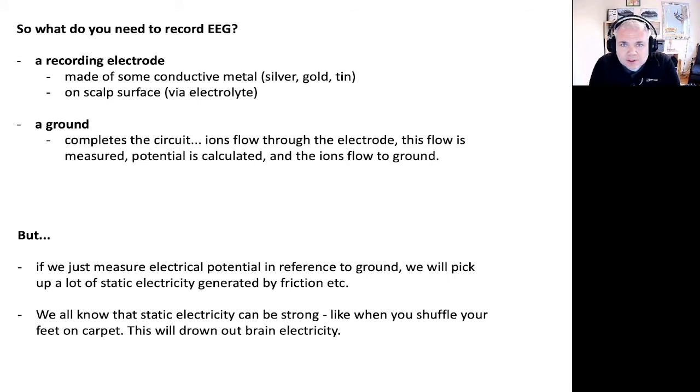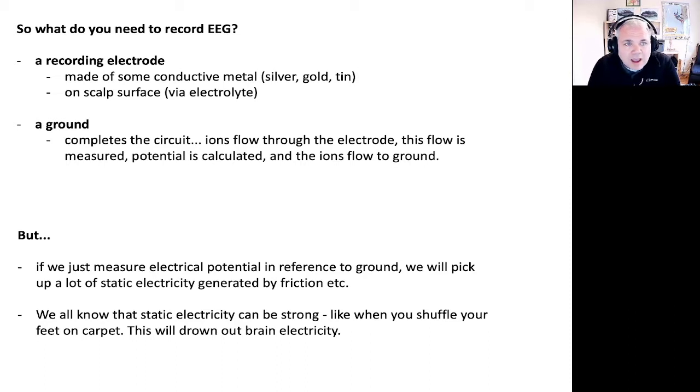Well, as we've talked about, EEG is of course recording the voltage potential at the scalp surface. And so you need a recording electrode to actually record the EEG, and this has to be made of some conductive metal. It's very common to see silver, gold, tin. In some very extreme cases, as in the MRI scanner, you might even see non-metallic electrodes. And this recording electrode is mounted on the scalp surface. It's not exactly on the skin. It doesn't actually touch the skin. There's a thin layer of electrolyte between the electrode and the skin surface, and we'll talk a bit more about that in a second. So you need this recording electrode.